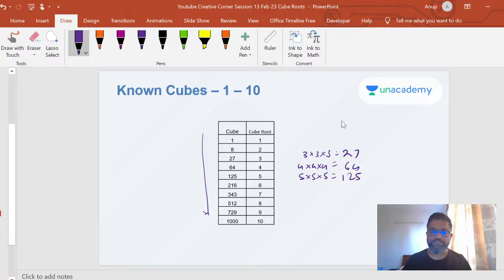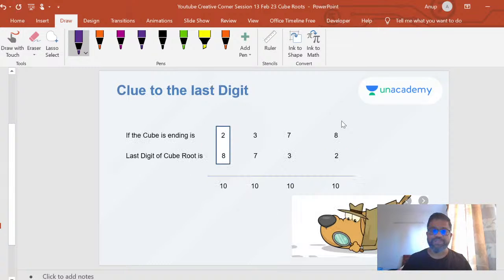Okay. So now the other thing that you need to know is, suppose you have a number, let's see, 343. If you have a number 343, the clue is that if the number is ending in 3, then the last digit of the cube root will be ending in a 7. The last digit of the cube root will be 7.